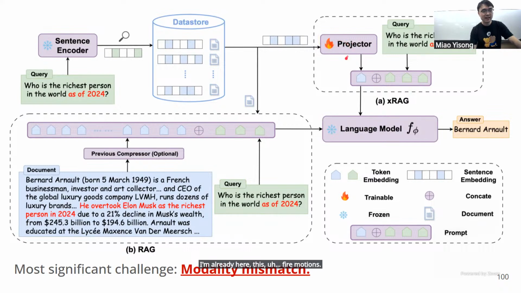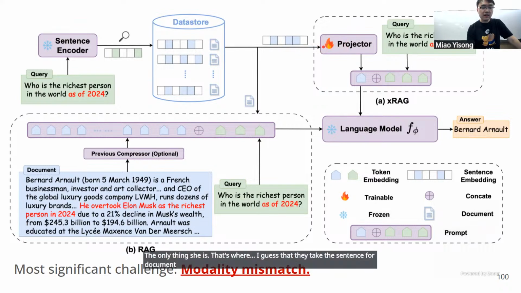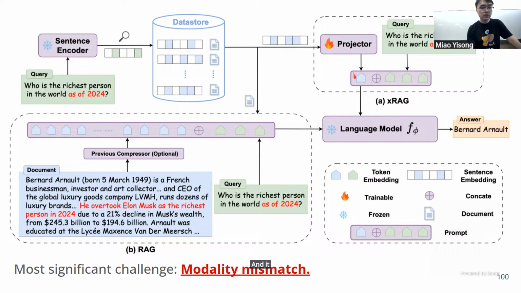They keep everything else unchanged. Everything else is the same. The vector store is unchanged. The model is frozen. The only thing that's being changed is the projector. They take the sentence document embeddings out and project the embeddings to the representation space of the language model so that the language model can use the embedding for the task.